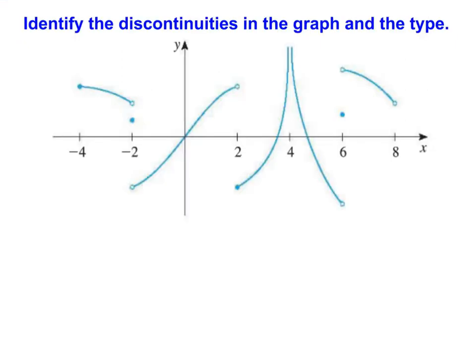So now we can go ahead and take a look at this graph, which has lots of discontinuities going on in it, right? And see where they are located, what the x values are, and then what type of discontinuity it is. So take a minute here, look over the graph, and for each point where there's a discontinuity, tell me what type it is.